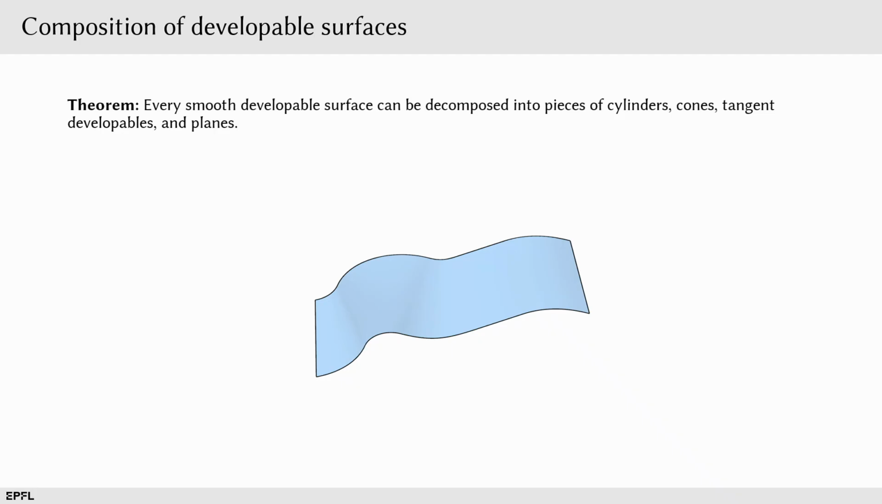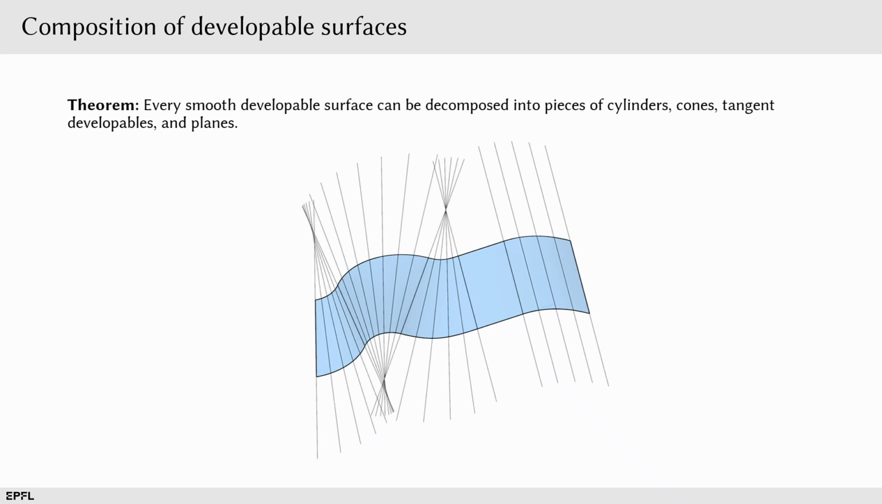So this is an example of a smooth developable strip. And now these are the rulings that correspond to the strip. And if we extend them, we can distinguish between the three cases. So going from the left to the right, we have tangent developables to the left with the edge of regression highlighted in red. Then we smoothly, or tangent continuously, transition to a cone with the cone apex highlighted in red. Then there's a planar part, and then there's a cylindrical part.